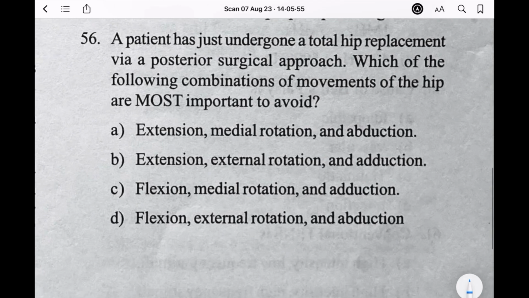Question number 56. A patient has just undergone a total hip replacement via posterior surgical approach. Which of the following combinations of movements of the hip are most important to avoid? So correct answer is flexion, medial rotation and adduction.